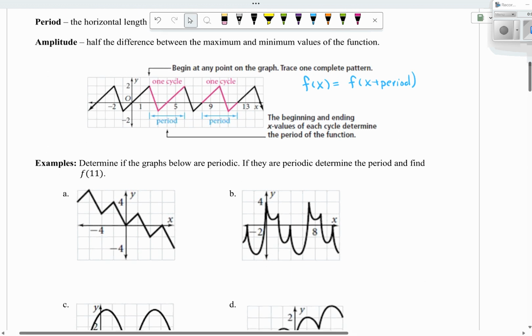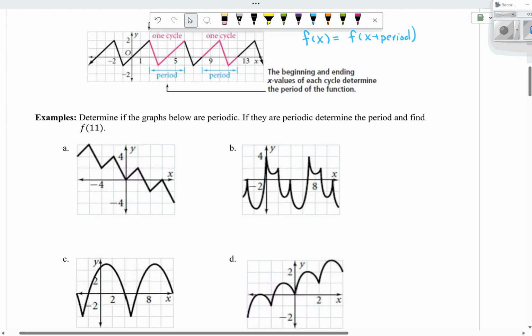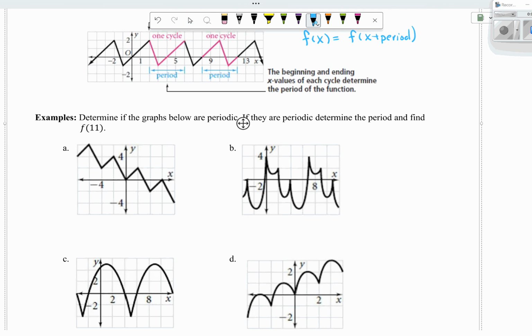So determine if the graphs below are periodic. If they are periodic, then determine the period and find f of 11. Looking at A, remember something that's periodic has to repeat y values at a horizontal interval. Looking at A here, we don't get a repeating pattern horizontally, so this is not periodic.